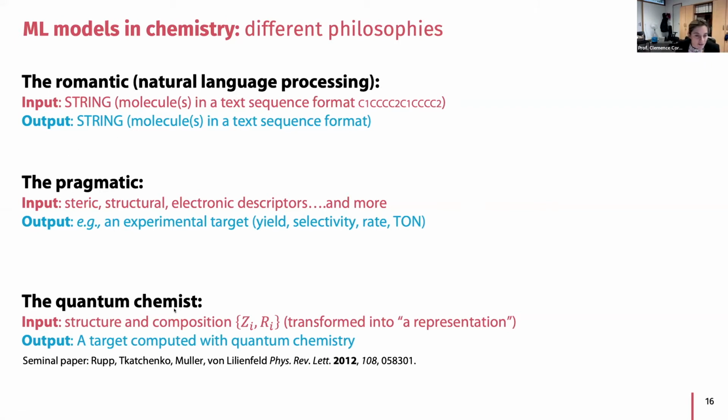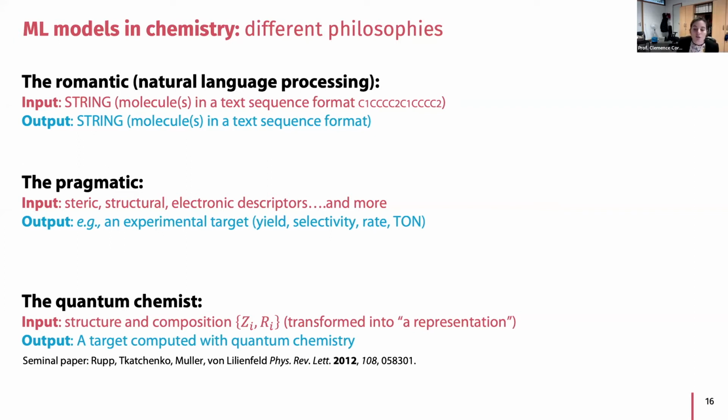Then you have a second family of model, typically Matthew Sigman, for instance, which I call the pragmatic type of model, where your input will be any type of information that you know about your ligand, in the case of Matthew Sigman, or the catalyst, so any steric, structural, electronic information, and many more. And there the output very frequently is an experimental target, so the yield, the selectivity, the rate, or the turnover number.